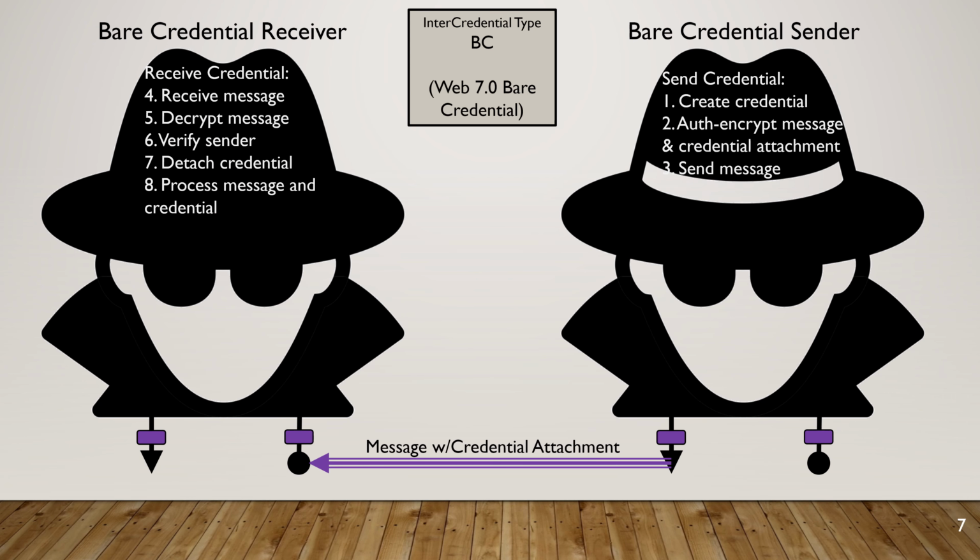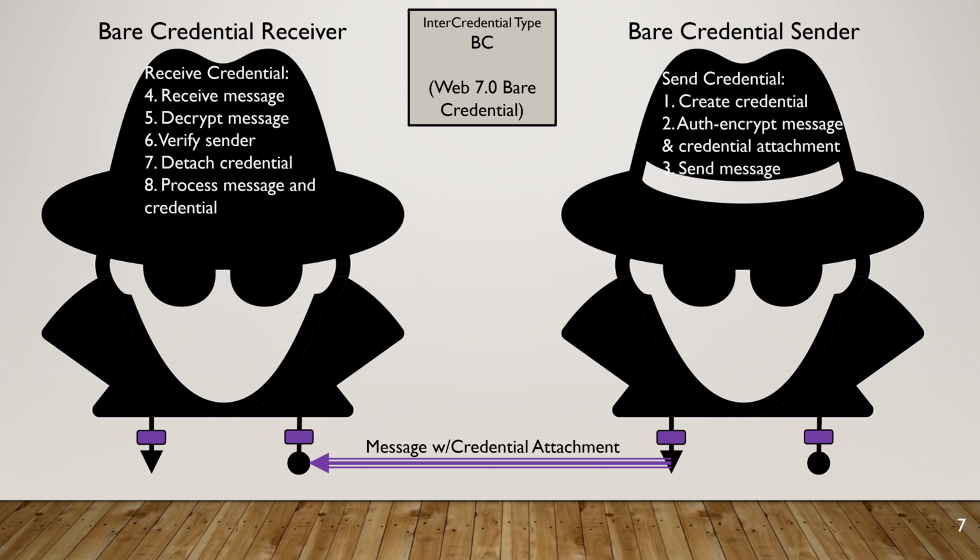Let's look at the bare credential sender-receiver model. On the right here, we have an agent who wants to send a bare credential to a receiving agent on the left-hand side. So what are the 3 steps that a bare credential sender needs to do? It needs to create the credential. It needs to auth-encrypt the message and the credential attachment, and then it needs to send the message over to the bare credential receiver.